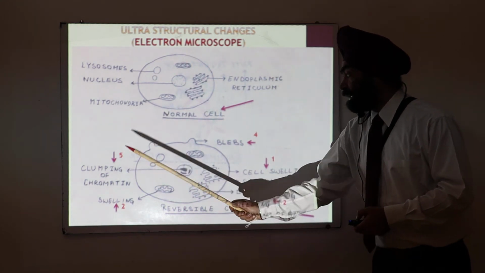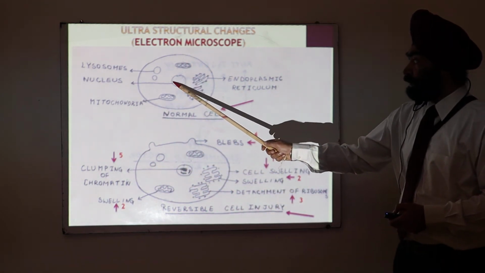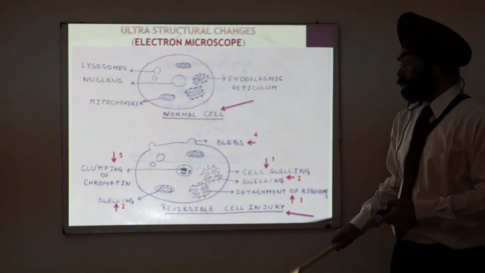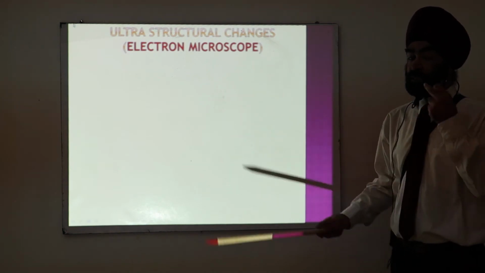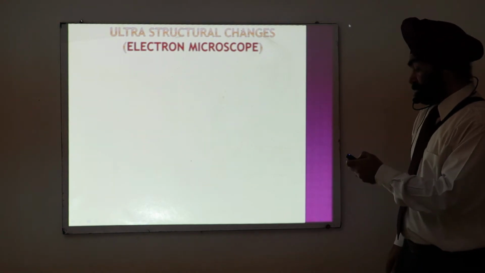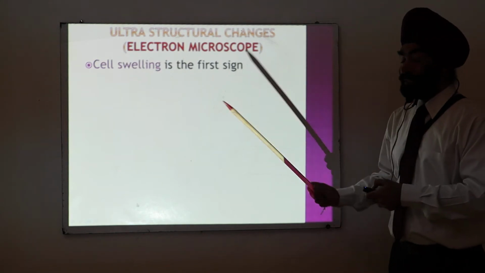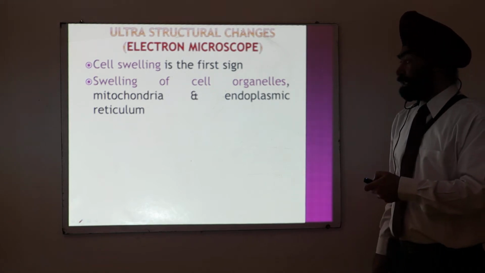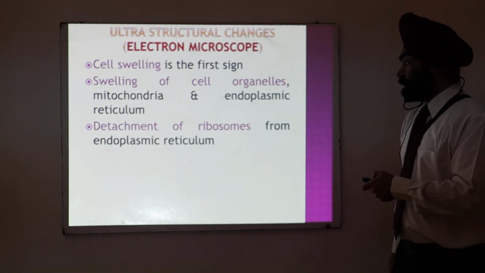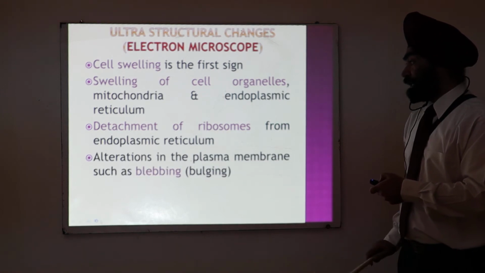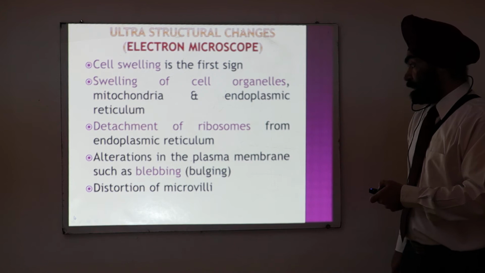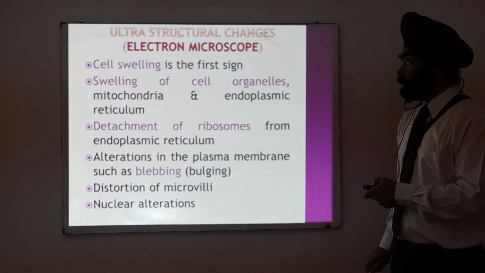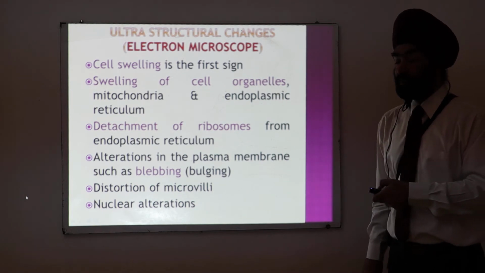Then clumping of chromatin. In a normal nucleus there is no clumping, but these clumps can be easily seen under the microscope. So these are the morphological changes in the reversibly injured cell. To summarize: cell swelling is the first sign, swelling of the cell organelles, mitochondria and endoplasmic reticulum, detachment of ribosomes from the endoplasmic reticulum, alteration of the plasma membrane in the form of blebbing and distortion of microvilli, and nuclear alterations.